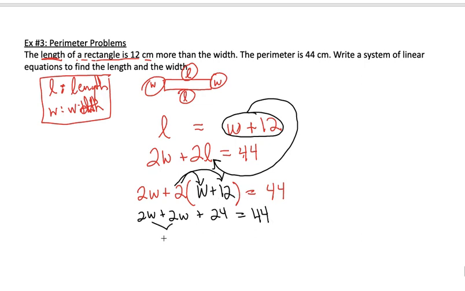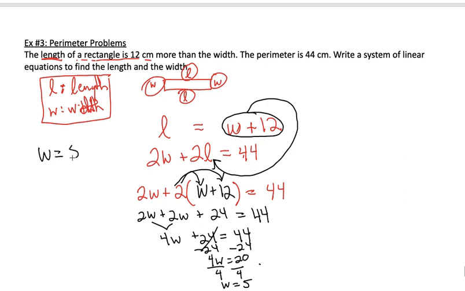We'll add the W's together. So 4W plus 24 equals 44. Subtract 24 from both sides. 4W equals 20. Divide both sides by 4. So W equals 5. I'm going to write that up over here. So the width equals 5. And to get the length, I'll use the first equation. Our length equals 5 plus 12. So our length is 17.